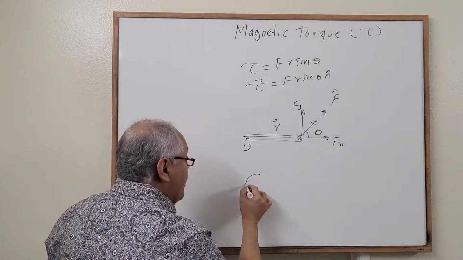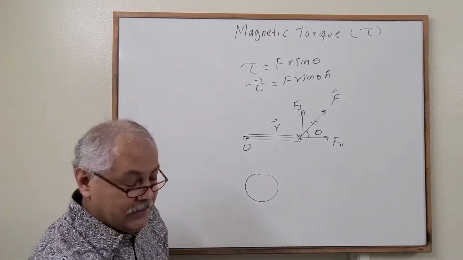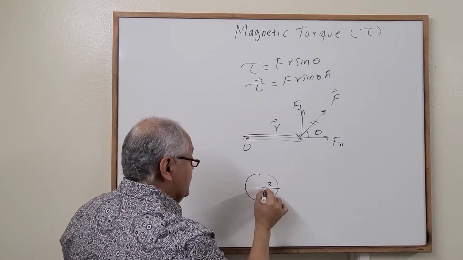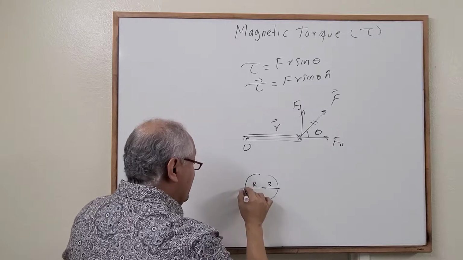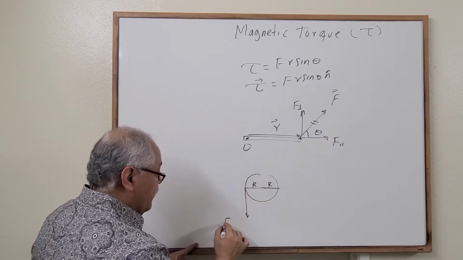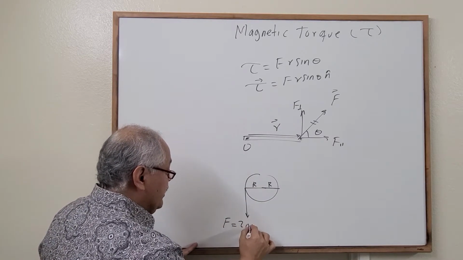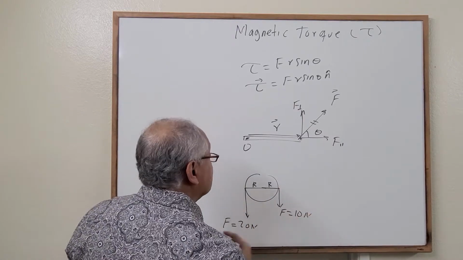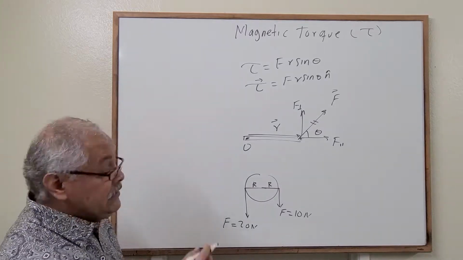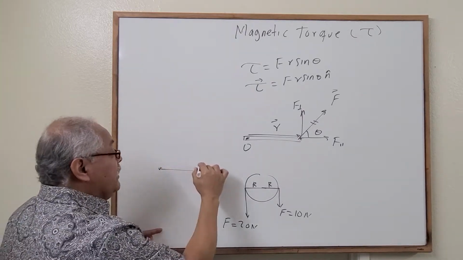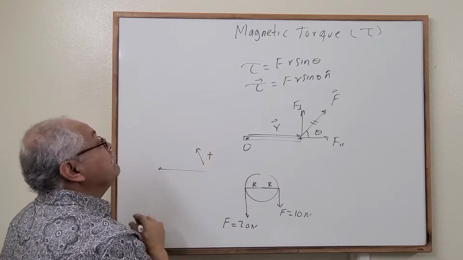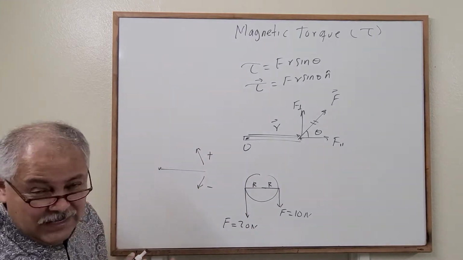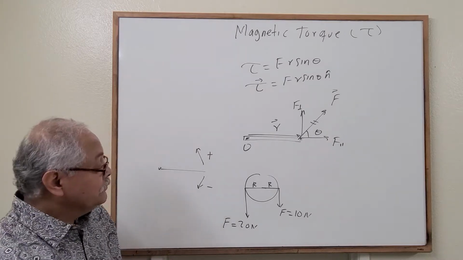Imagine that we have an object, a disk, and this is the radius. If we apply a force in this direction, imagine that the force is equal to 20 newtons, and in this direction, the force is equal to 10 newtons. The convention now is this one. If the rotation is counterclockwise, the rotation is positive. If it's clockwise, it's going to be negative. That's another convention for rotation.